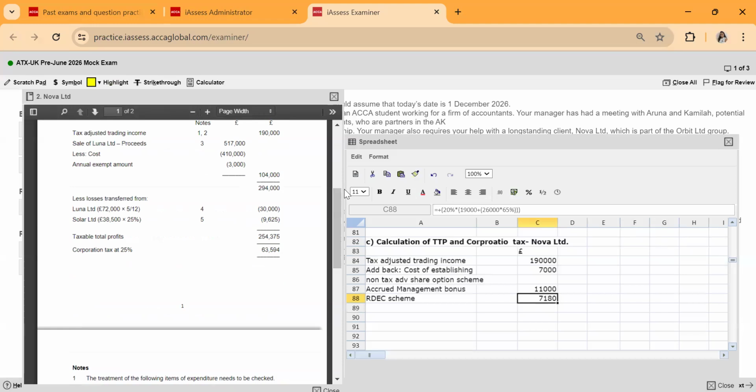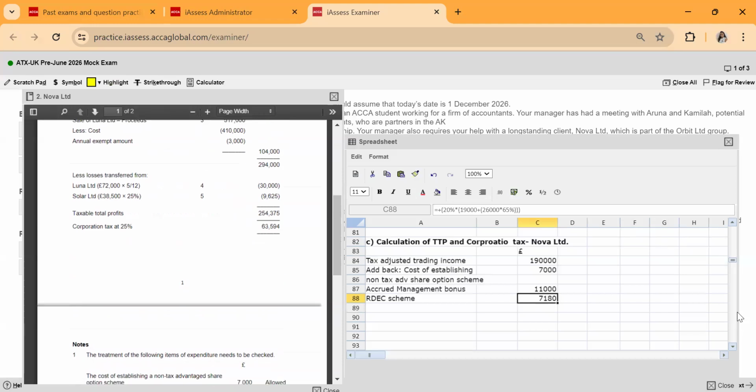So first calculate the tax adjusted trading profit. So here I will just add them and I will get here, I will write here tax adjusted trading profits. Correct? Tax adjusted trading profit. So we're done with the first part or the first major calculation.